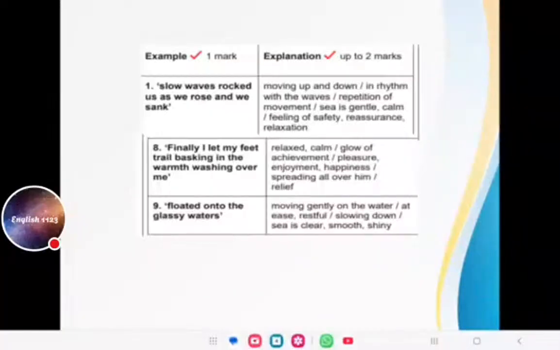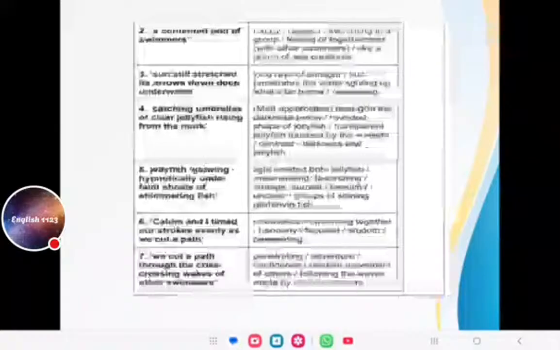So here the word glassy basically is the E here. See in the first one, moving up and down in rhythm with the waves, repetition of movement. C is gentle, calm, feeling of safety, reassurance and relaxation. Second one, relaxed, calm, glow of achievement, pleasure, enjoyment, happiness, spreading all over him. Really floated onto the glassy waters, moving gently on the water, at ease, restful, slowing down. Sea is clear, that from glassy, smooth and shiny. There are many examples possible here.